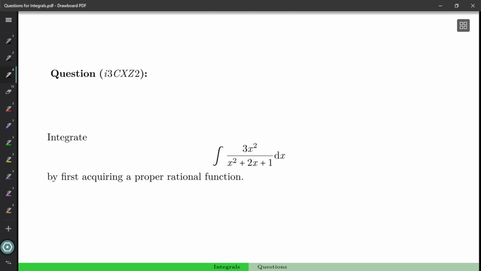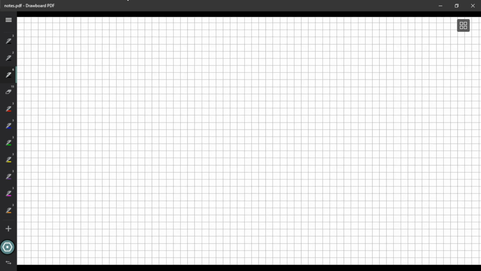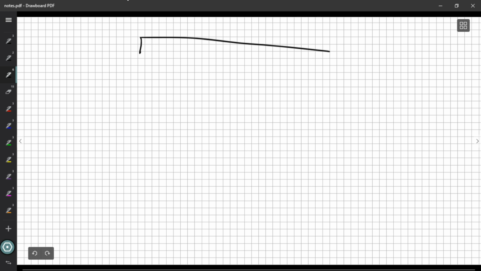Integrate 3x squared over x squared plus 2x plus 1 by first acquiring a proper rational function. So the degree on top is the same as the degree on bottom. That's not allowed for proper rational functions. And remember, proper rational functions are the only ones we can actually integrate using our partial fractions decomposition technique. So the first thing we want to do is split up this improper rational function.